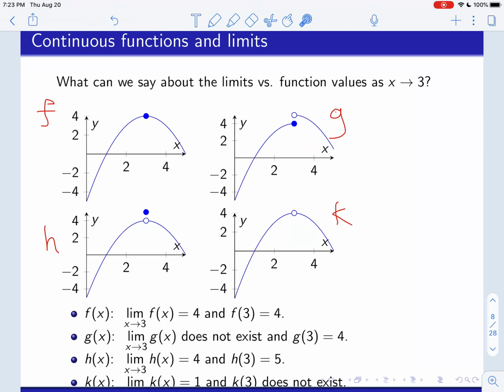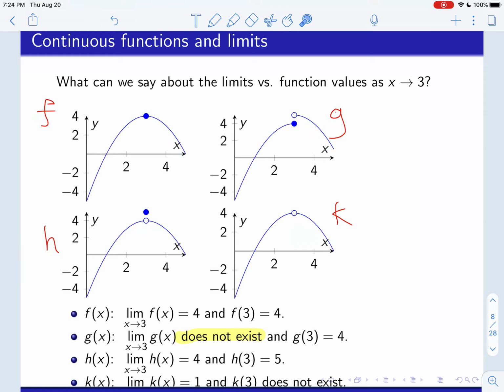But for g, I'm saying the limit doesn't exist, and it's because I've got one point down here on one side, but my y values are going towards this open circle on the other side. So when I have two different y values headed to two different things, that's when we get a does not exist. But if I just look at the function value, it says go find the solid dot. So here it is, and it looks like that's 4. So g of 3 is 4. So there's a difference: one doesn't exist, one's 4.